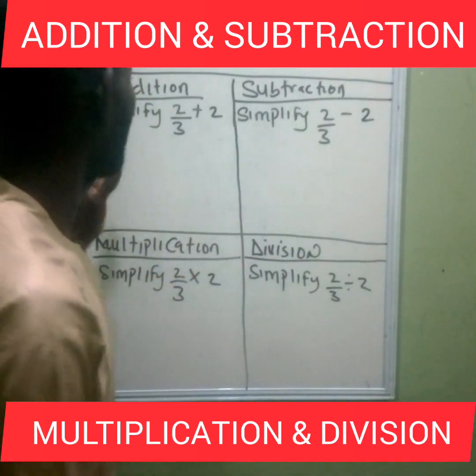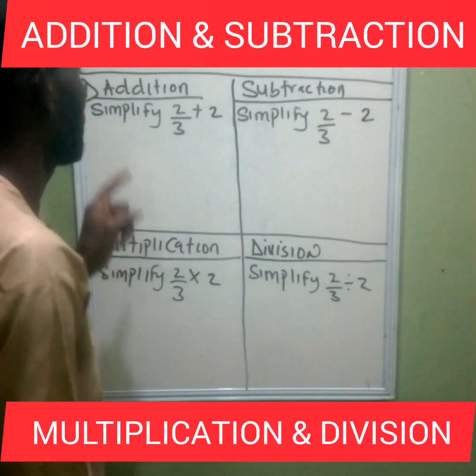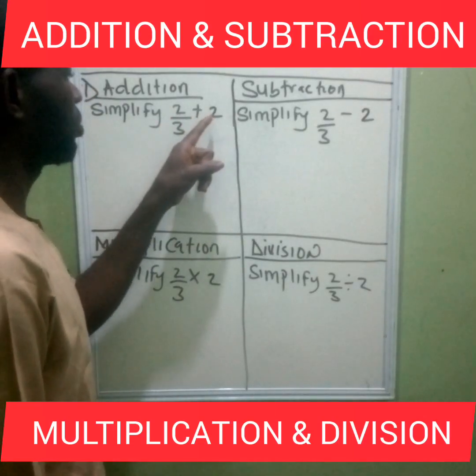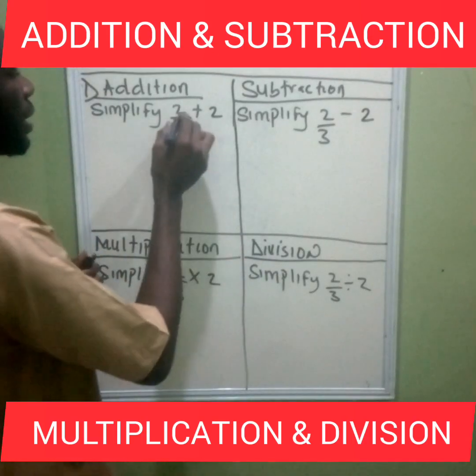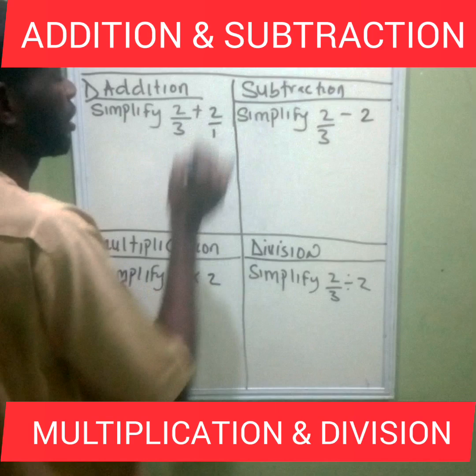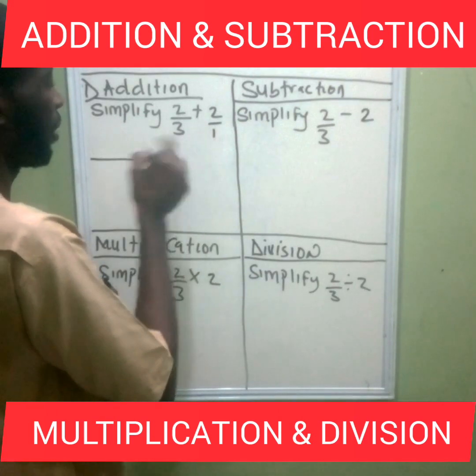Now, we are given this question to simplify addition, subtraction, multiplication, and division. Let's start with addition. Simplify 2 all over 3 plus 2. Now remember that we cannot say 2 plus 2 all over 3, because the 2 has a denominator of 1. So we are going to pick the LCM of 3 and 1, which is 3.